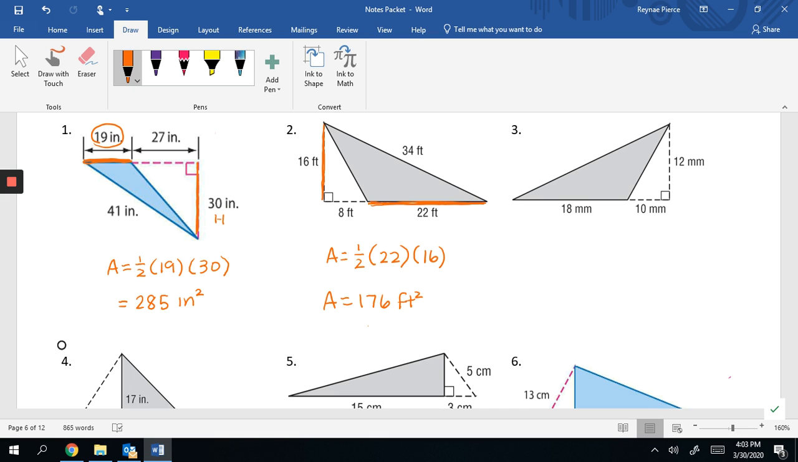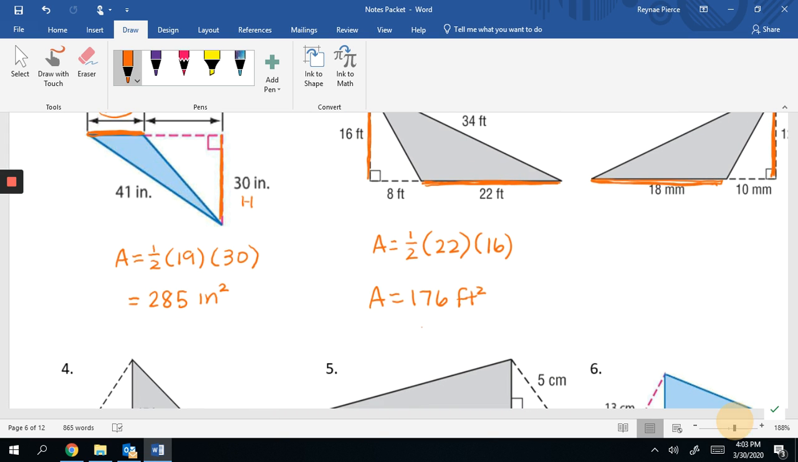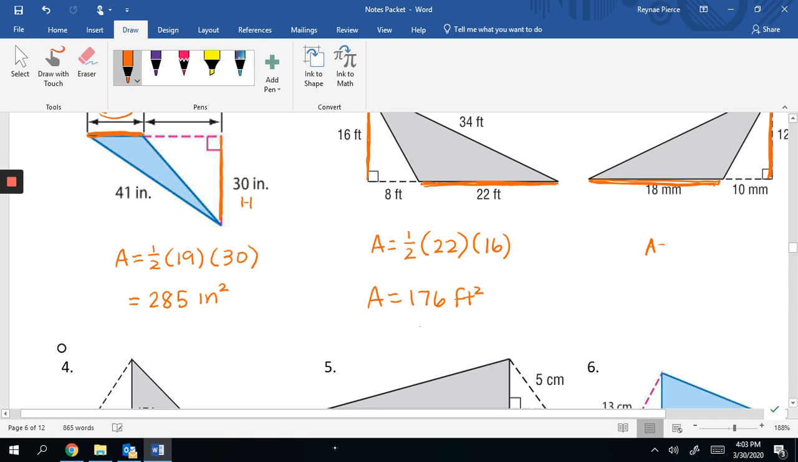All right. Example 3, we're going to do it one more time. 12 is your height, but we only want to use that side of the triangle when we're finding the area. Okay, so we're going to do 1/2 times 18 times 12 for an area of 108 millimeters squared.